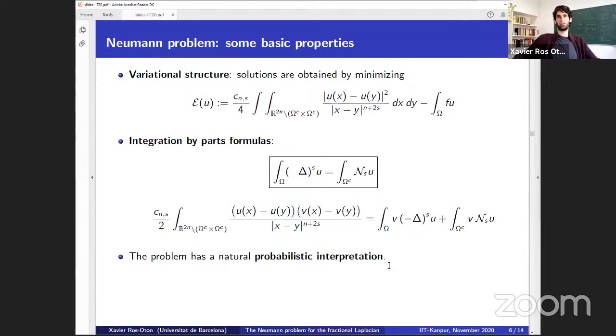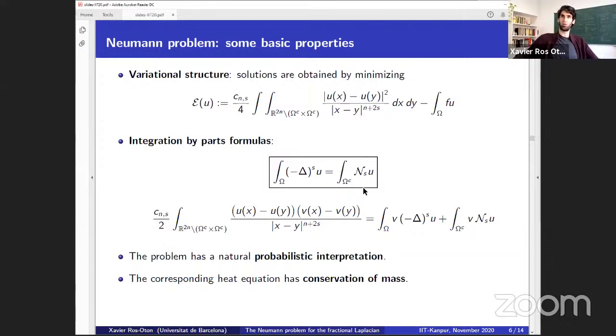Okay, then, related to what I said at the beginning, that we are interested in the probabilistic interpretation, this problem has a natural probabilistic interpretation that has been studied. In our paper with Serena Di Pierro and Enrico Valdinoci, we provided a heuristic probabilistic interpretation, and this has later been studied more by probabilists. So there is a natural probabilistic interpretation, which is very related to the Lévy process corresponding to the fractional Laplacian.